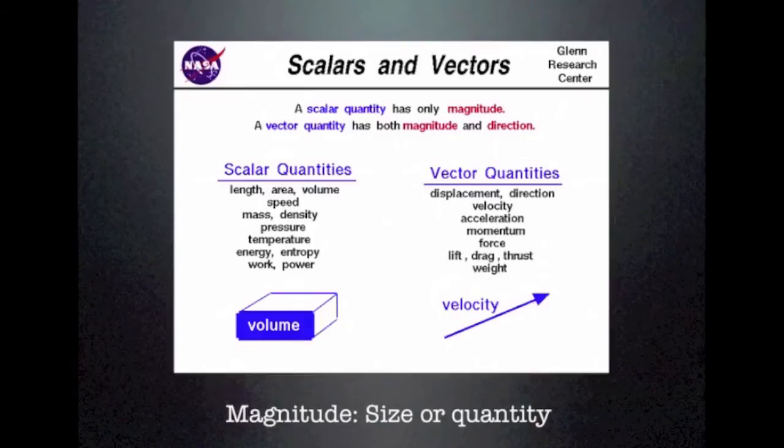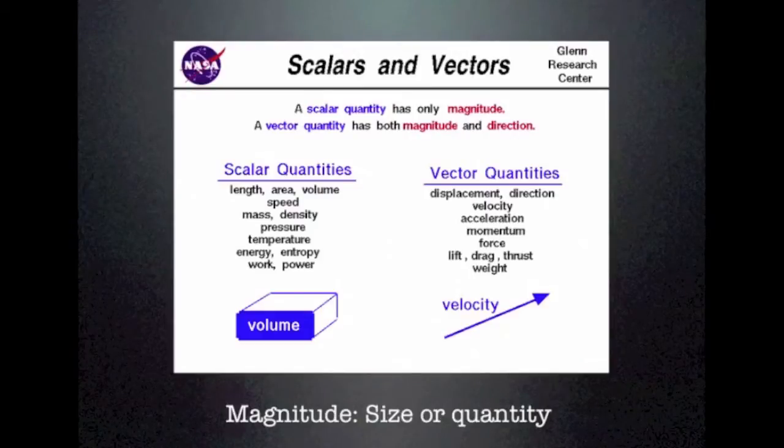Another Physics 101 lesson, scalars versus vectors. These are already numbers that you are familiar with. They were just putting a name to them. A scalar quantity has only magnitude. Magnitude is size or quantity. So a scalar quantity would be something like length, mass, density, pressure, temperature, all of these things that you already know about. A vector quantity has both magnitude and direction.